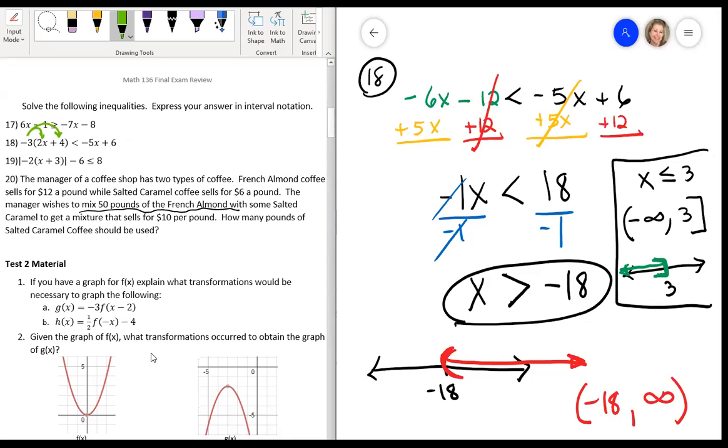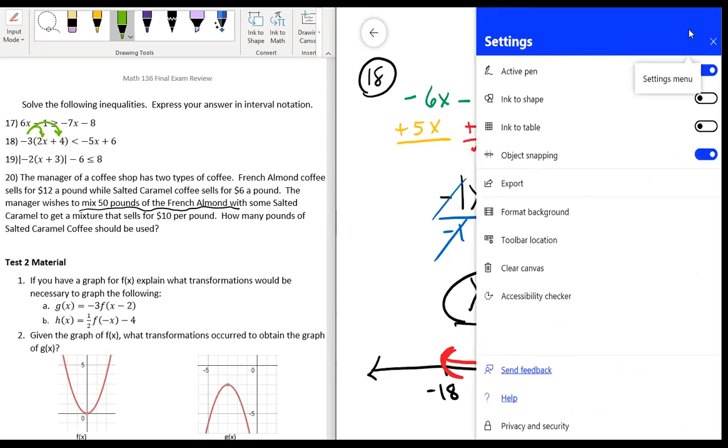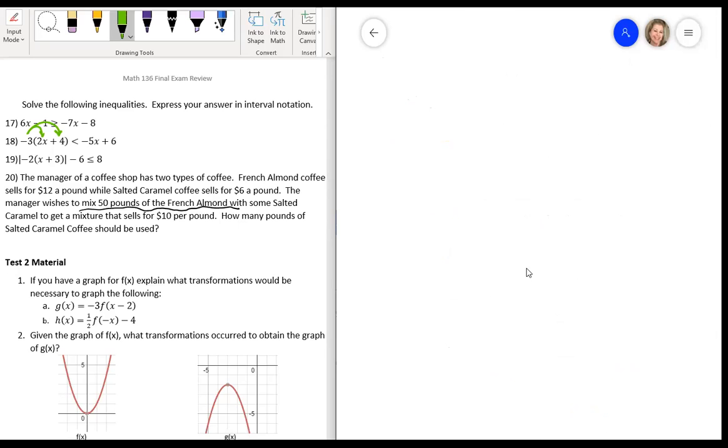And then let's go over 19, because that one's an absolute value one. Because that's going to end up having 2 answers. And you have to be careful because it could be what they call an in-betweeny, or it could be one that you have to use a union on. So 19, sorry, I got to clear my screen.